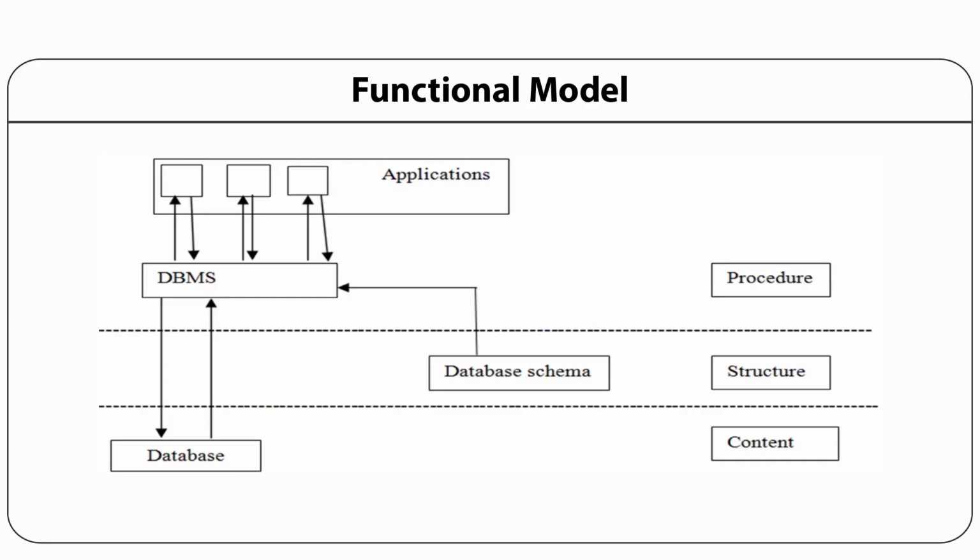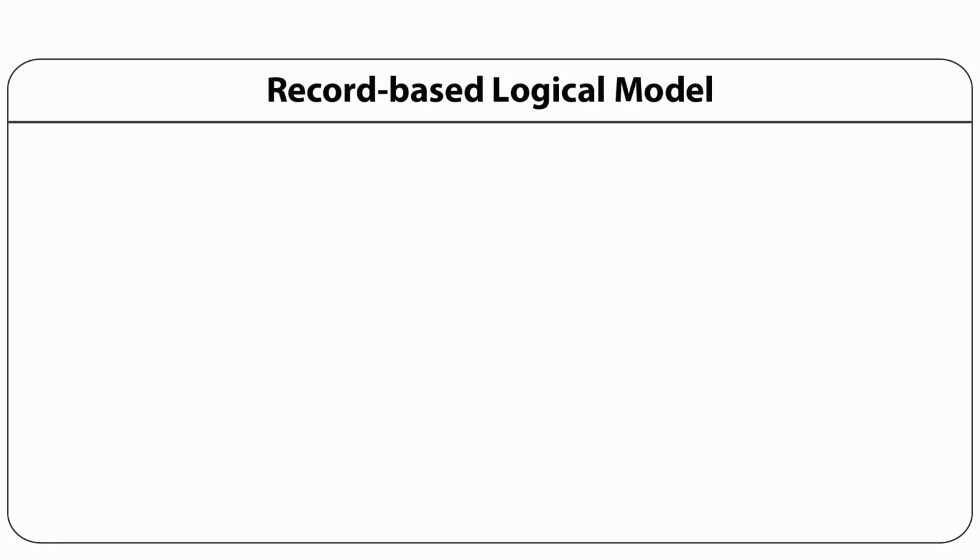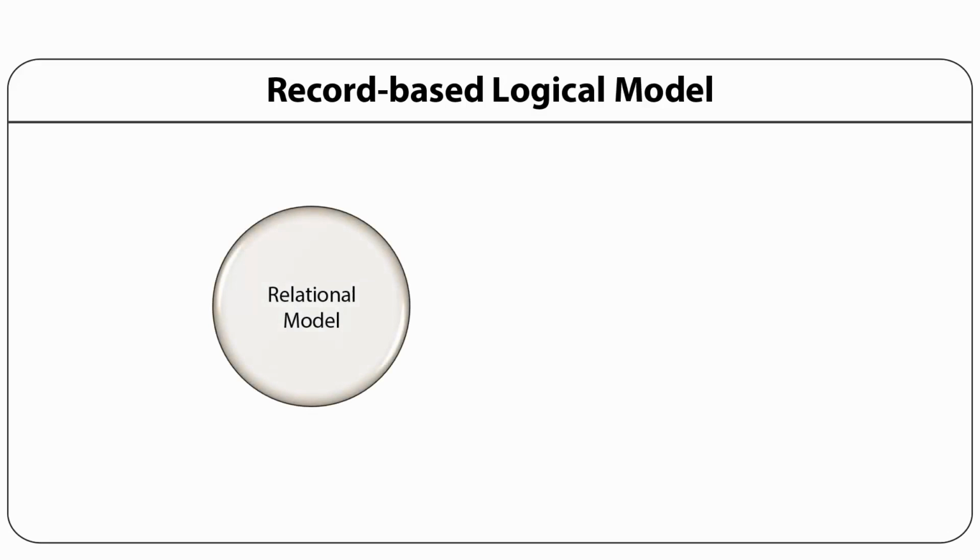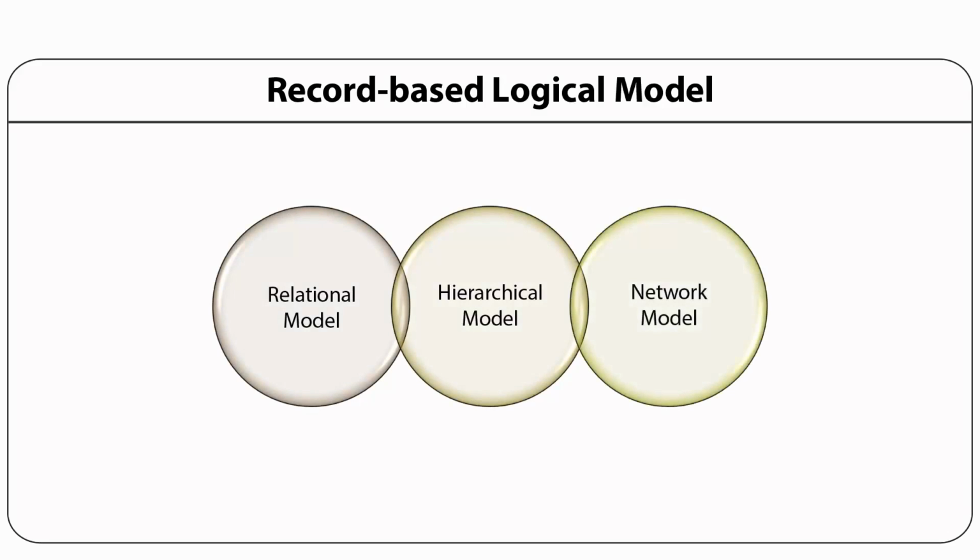At the top we have procedures. Above that we build all the applications for any database management system. Now we will see the record based logical models of database management system. We have three kinds of models associated with this: the relational model, the hierarchical model, and the network model. In the next few slides, we will see all three kinds of models in detail.